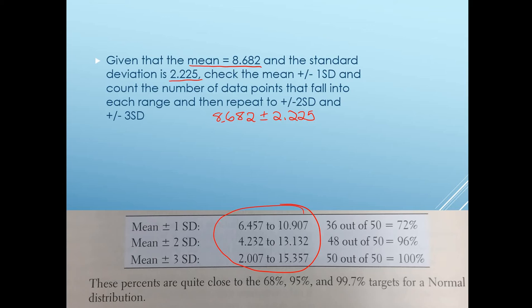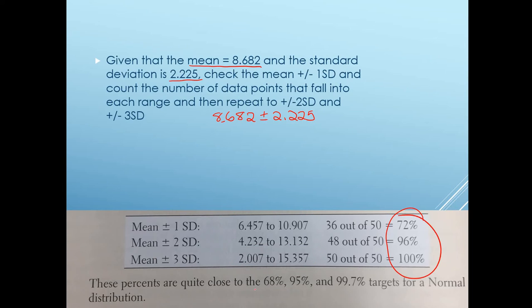Then you go back to your data set and count how many unemployment percentages fall between 6.457 and 10.907. Feel free to go back and satisfy your curiosity and count them up. You should get 36 out of 50 or 72%. Then you would see how many are between 4.23 and 13.132. You should get 48 or 96%. And then lastly, how many between 2 and 15? That's 100% of the data.